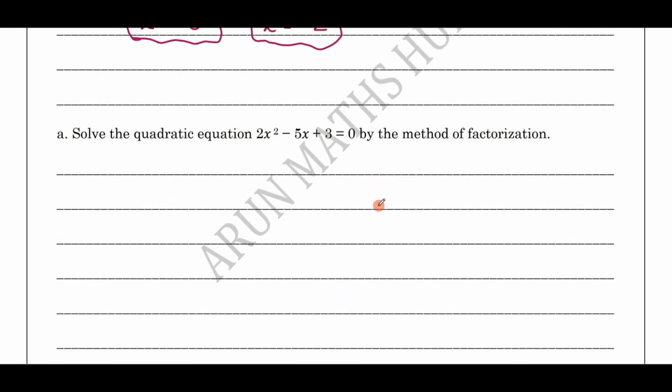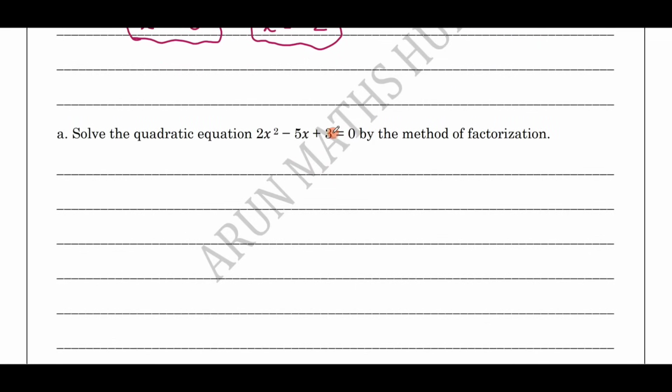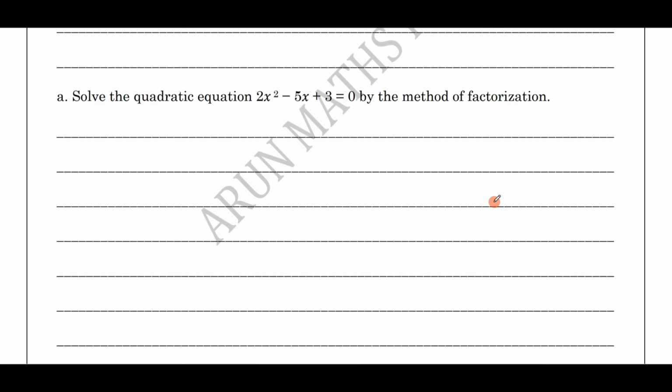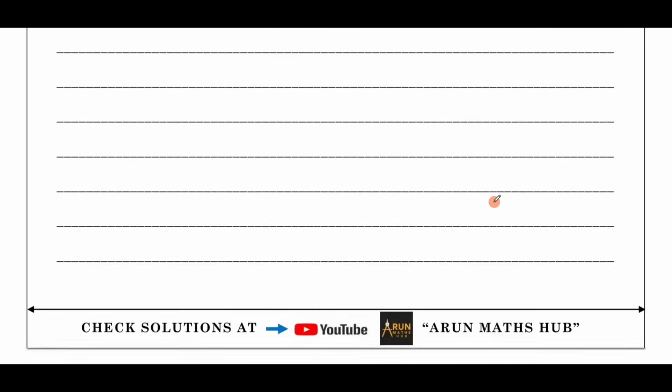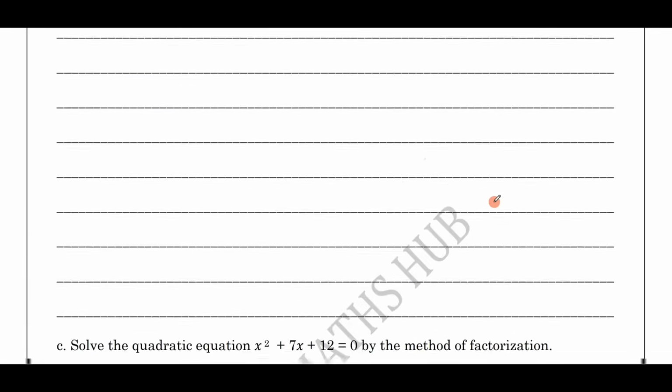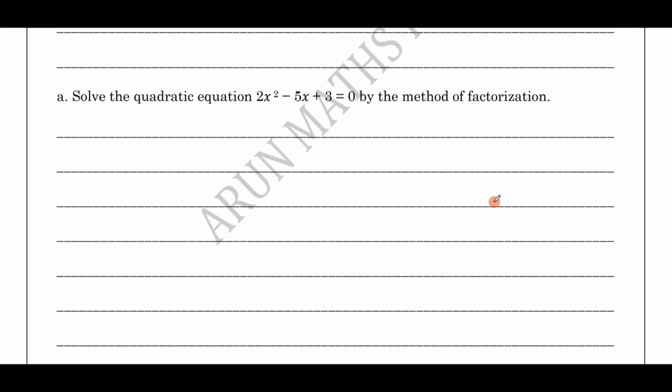Here are a few important questions. When the negative term is there, you should multiply the first and last term and, based on the sign, you should assume those two numbers. So we'll try to solve a few steps for this question.